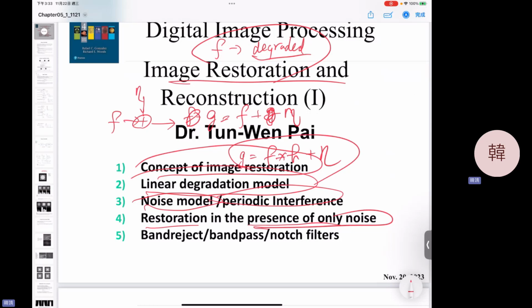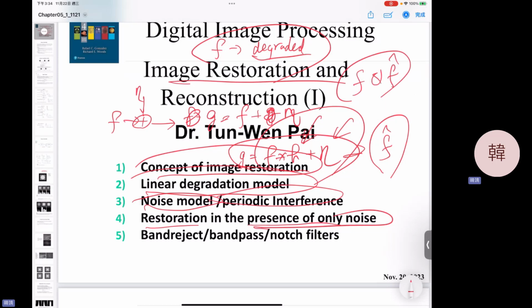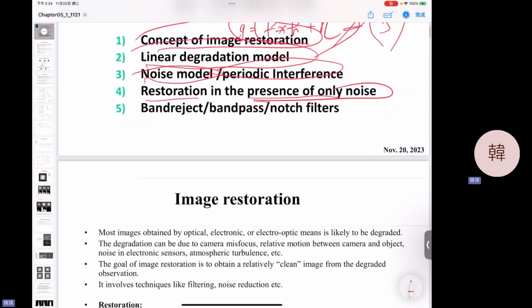So we have two different degradation models. One is without the noise, a pure degradation model. Sometimes it includes some additive noise. So it depends, and sometimes both of them occur together. So you are going to remove it and get it back, and then it becomes a new restored image. We call it F hat. And then please compare F and F hat, how close they are, and we can say whose technique is better.